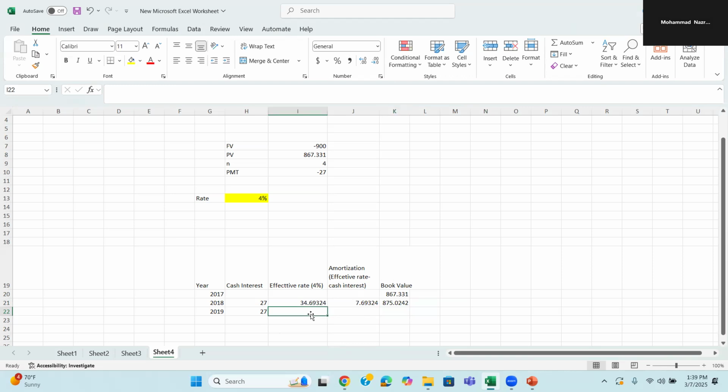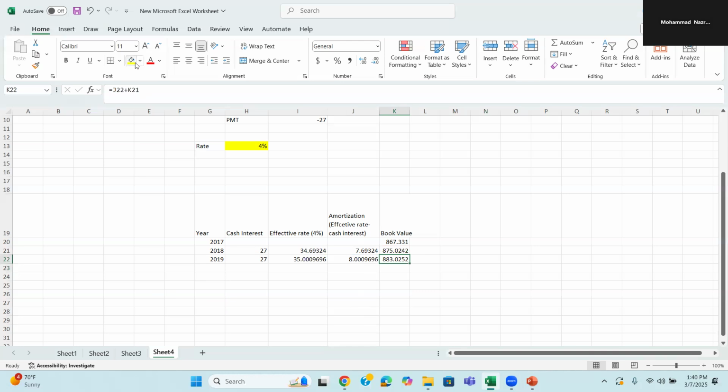Now let's go to 2019. What happened here? Now we have the ending value of 875, and we get the 4% interest here, 35, and the difference is this one minus 27. You have 8, and this amount should be added to this book value, right? So the ending value of your book value in 2019 is 883.025.